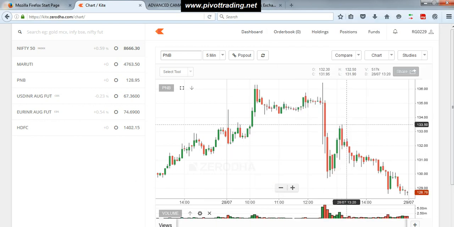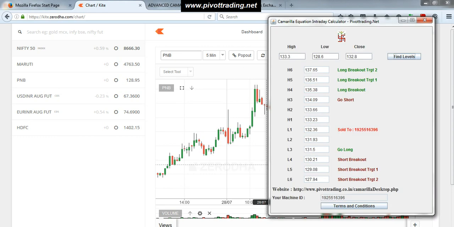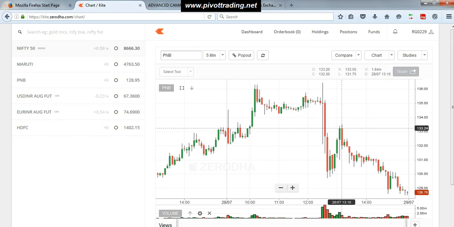This time it went till the level of 133.5. So we bought at 131.5. Our targets become H1, H2 and H3, that is 133.23, 133.66 and 134. And we got till the level of 133.5, somewhere between H1 and H2. So our first target at least got achieved again here.